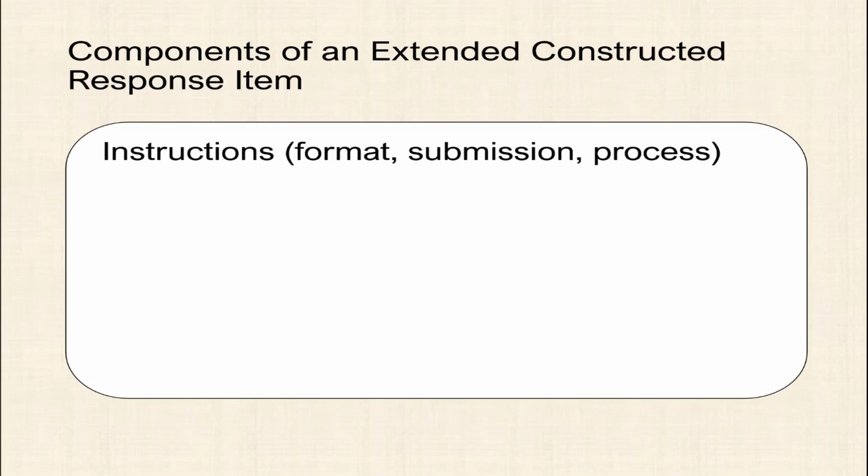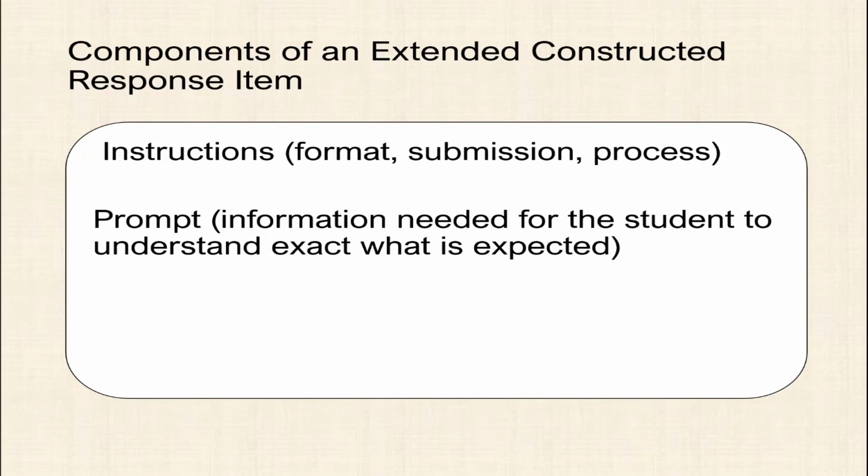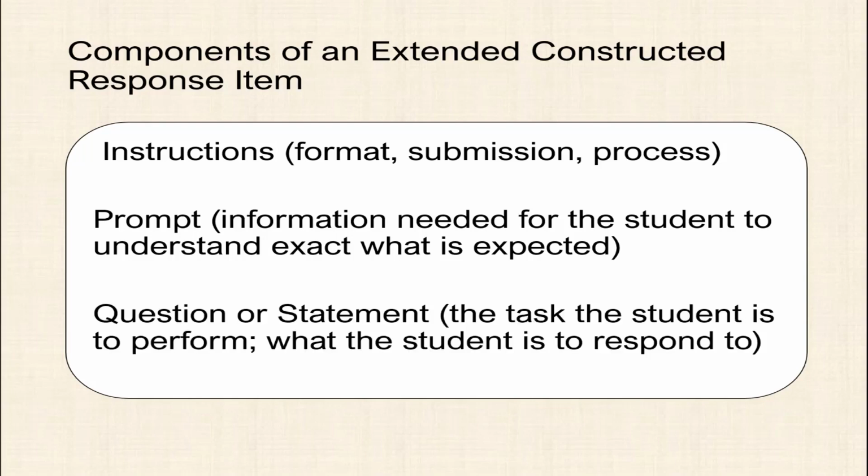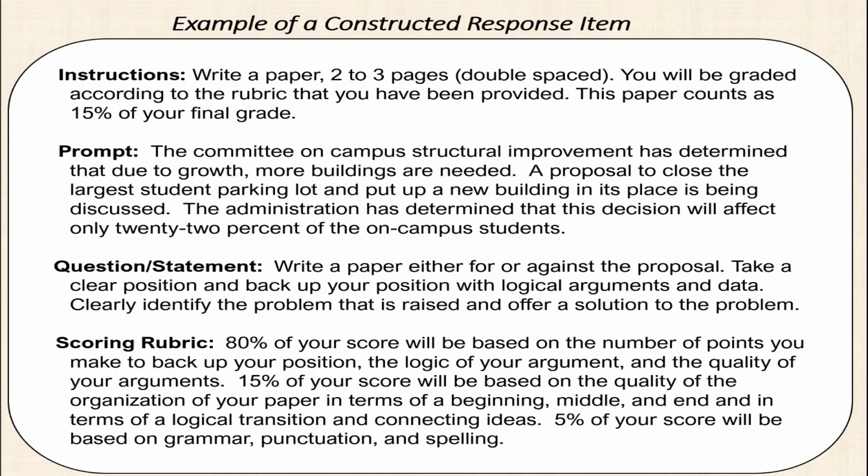So the components are some instructions where the format, how to submit it, and the process are made very clear, and a prompt which contains the information needed for the student to understand exactly what is expected, and then the question or statement, which is the outcome related task the student is to perform, what the student is to respond to, in other words. So here's an example. Instructions are: write a paper 2 to 3 pages, double spaced. You will be graded according to the rubric that you have been provided. This paper counts as 15% of your final grade.